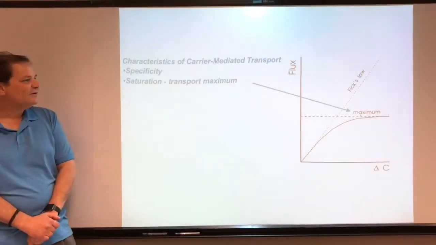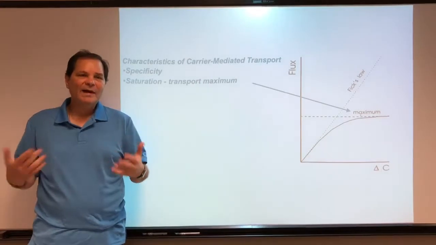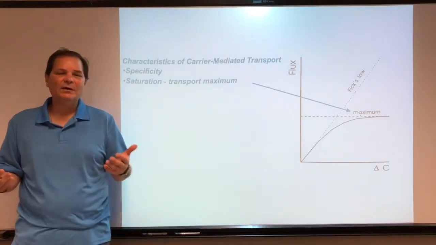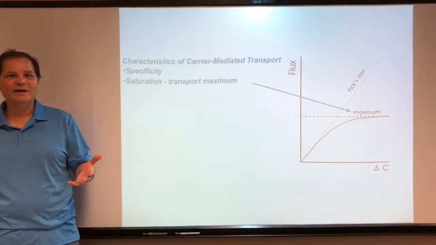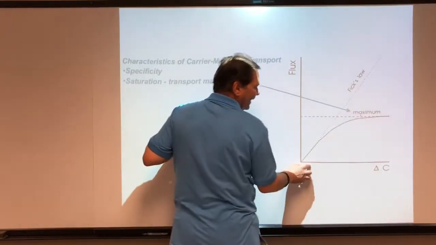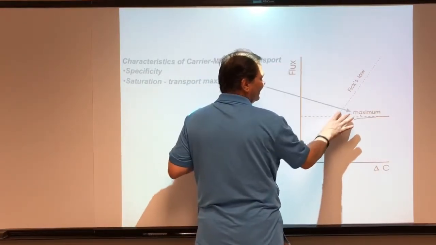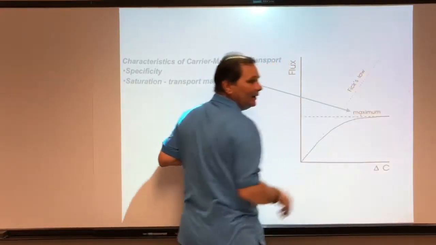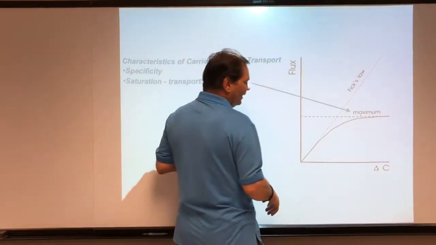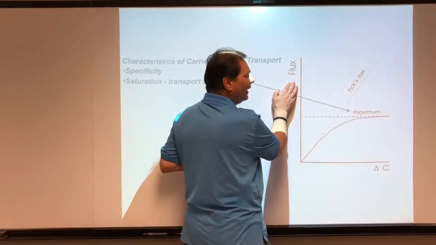Saturation means that there's some maximum rate at which a carrier will allow a substance to get through. So typically, particularly if I have a channel, again, if delta C goes up, my flux goes up. And if it's a channel, it's a nice linear relationship, okay? So the more the concentration difference increases, the more the flux goes up.